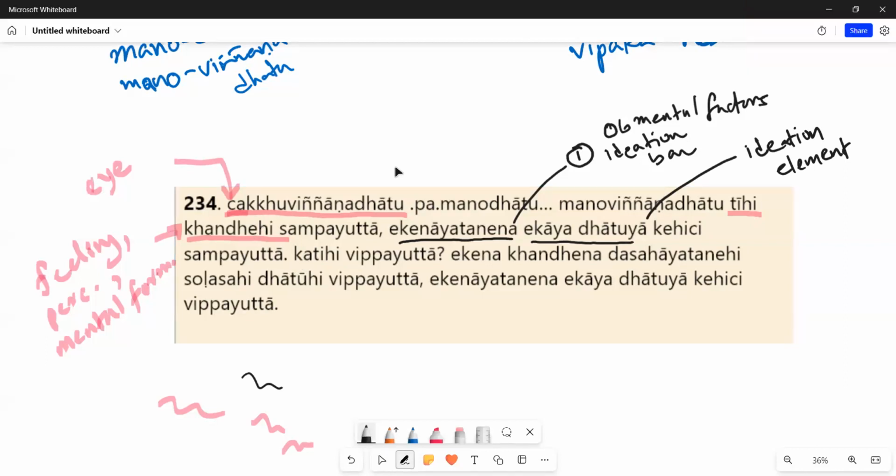Is the third one here 7 or 6 in the Niddesa? Yes, it should be 7, not 6. Sorry, I made an error here.